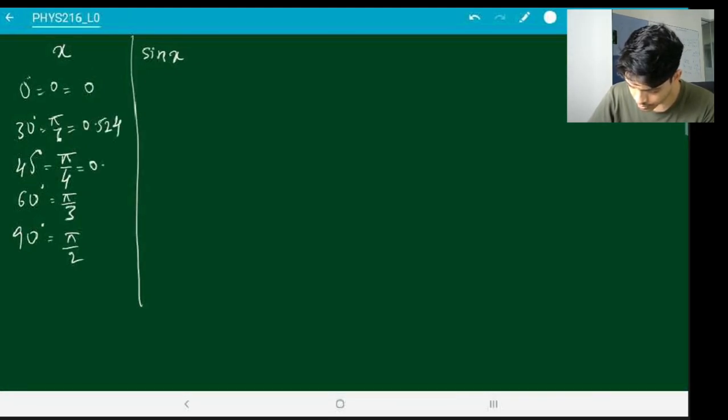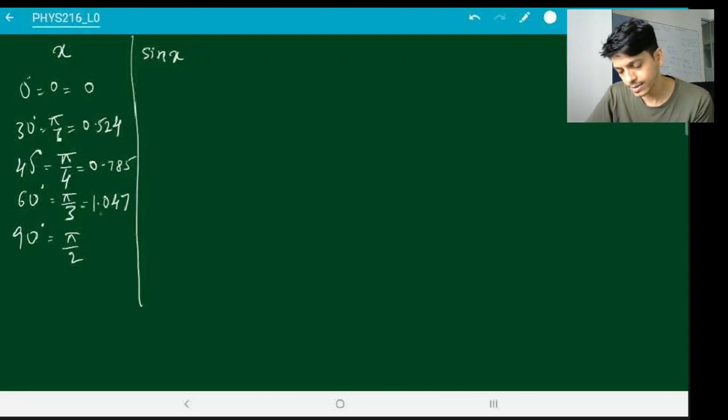0.524, 0.785, 1.047. Correct, because 1 radian is something like 57 degrees. So 60 degrees will be a little bit more than that. And this is 1.57.